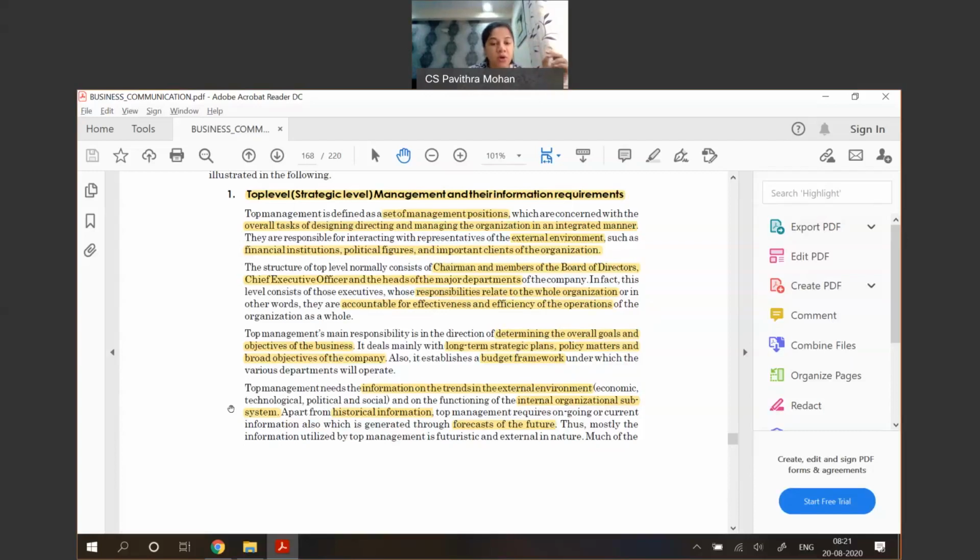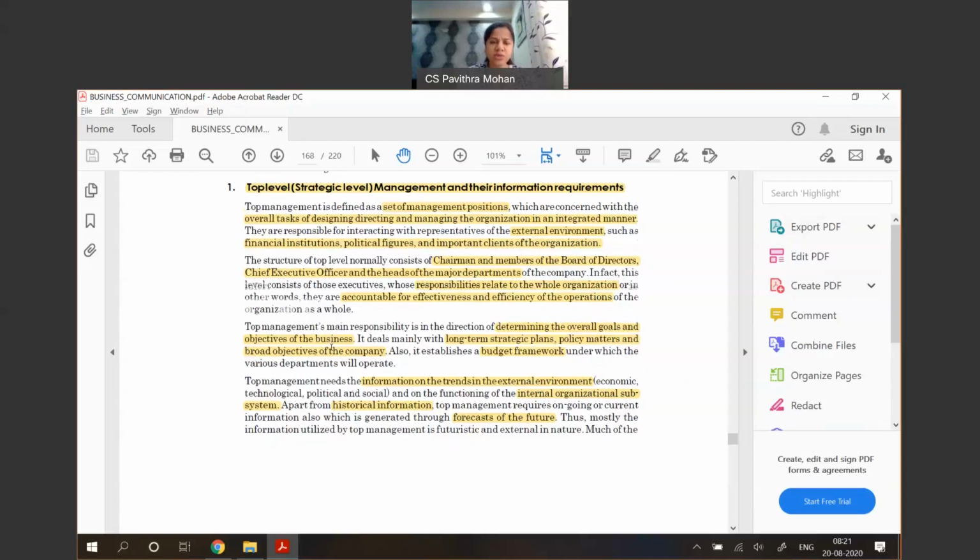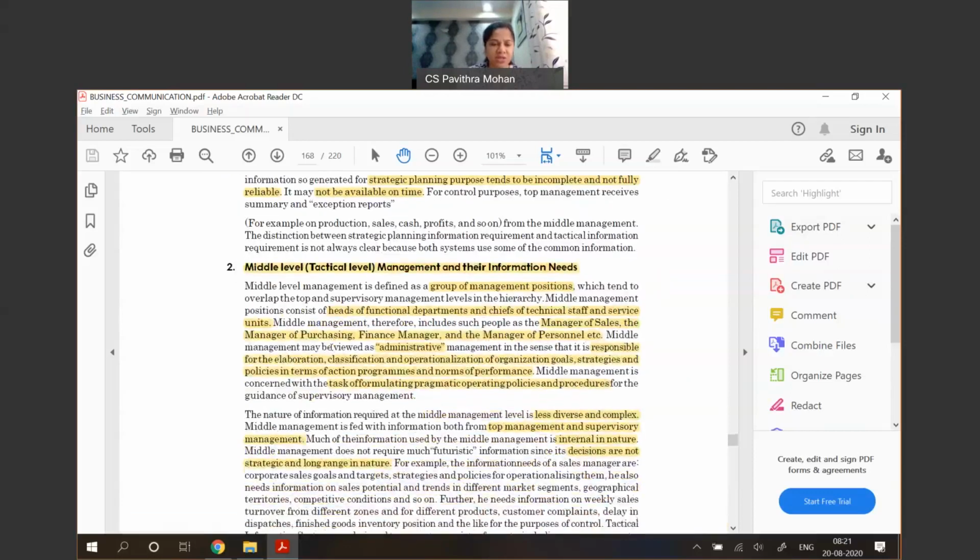So for all these perspectives we require strategic planning, and information will be required by them at different levels. The top level people will have access to the entire organization's information: their level information, middle level information, and also lower level information. So this comes with respect to top level or strategic planning.